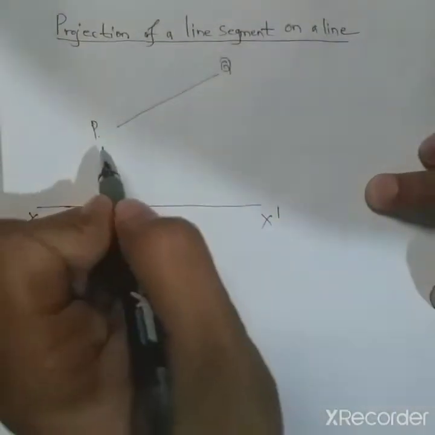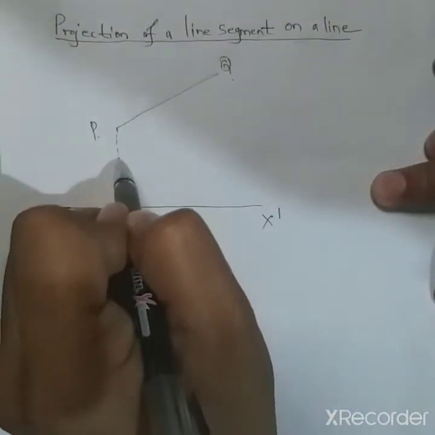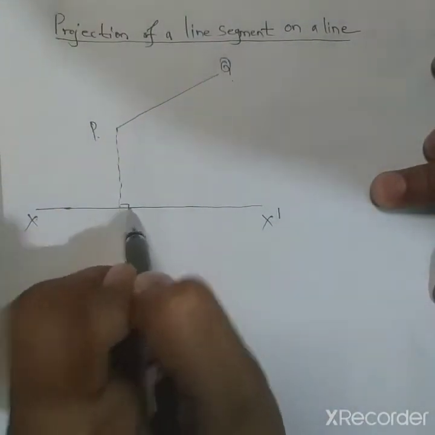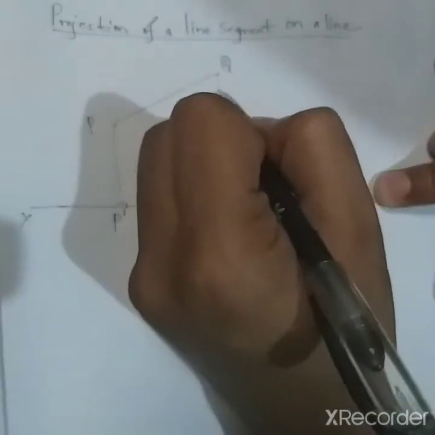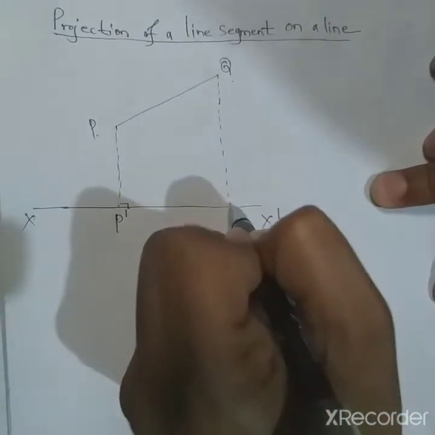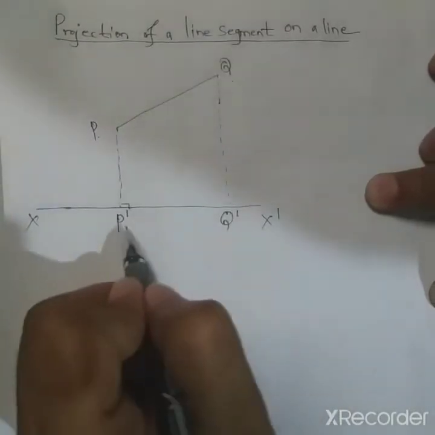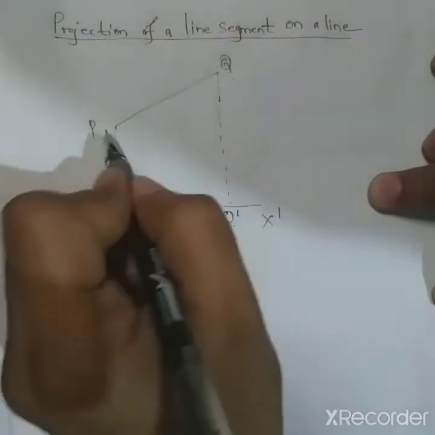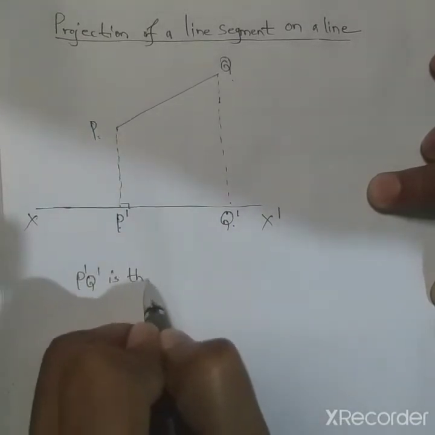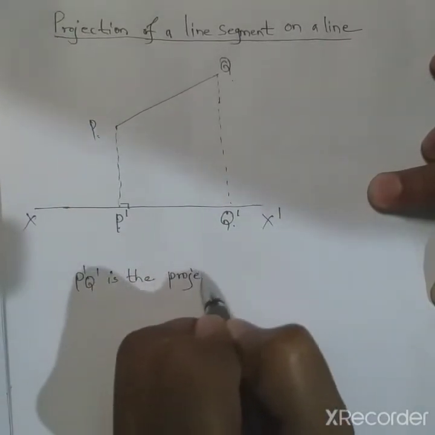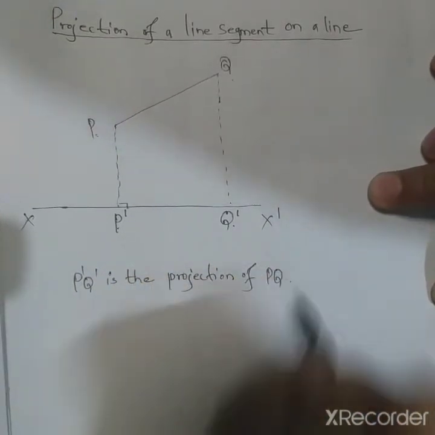To find the projection of PQ on this line X dash, first of all, let us draw the perpendicular from the point P on the line X dash, and let us name this point P dash. Let us also draw a perpendicular from point Q on the line X dash, and let us call this point Q dash. So now P dash Q dash is the projection of the line segment PQ.